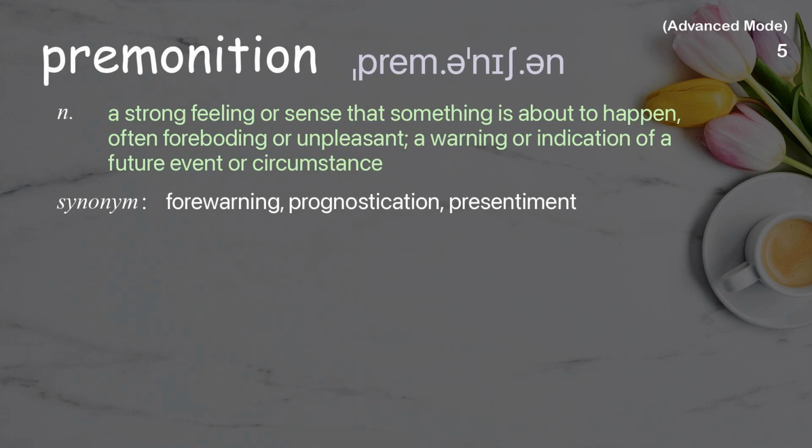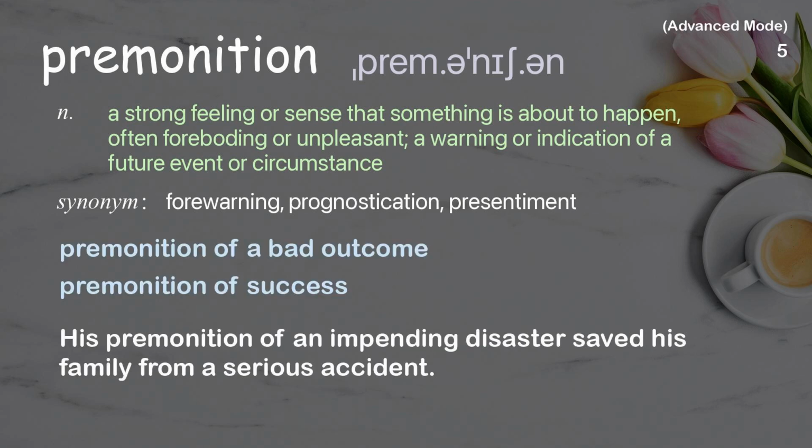Premonition. A strong feeling or sense that something is about to happen, often foreboding or unpleasant, a warning or indication of a future event or circumstance. Examples. Premonition of a bad outcome. Premonition of success. His premonition of an impending disaster saved his family from a serious accident.